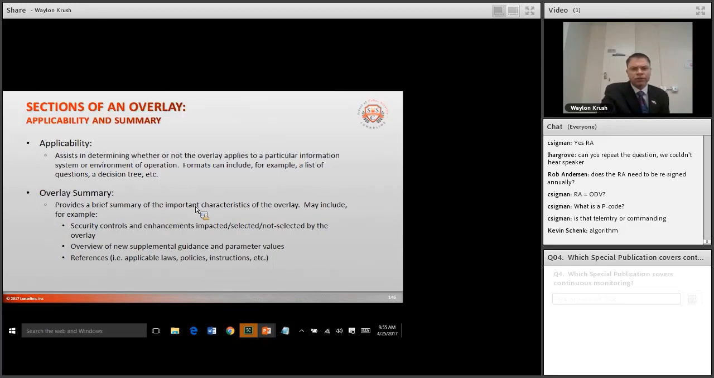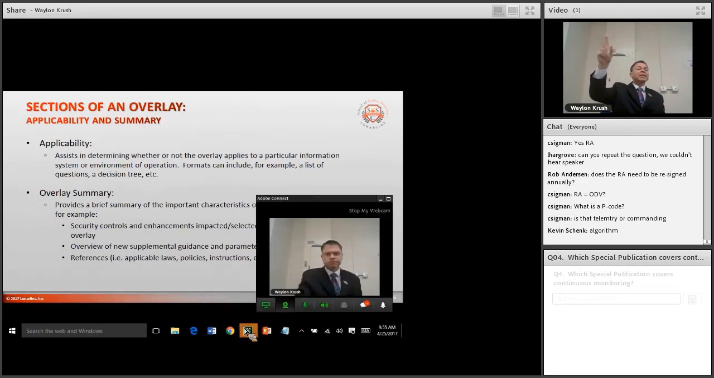Security controls, overlays, overview of supplemental guidance, and then the references. Not only is it required by congressional requirements for space systems, but it's also a NASA handbook for securing telemetry with crypto. I made that up too.